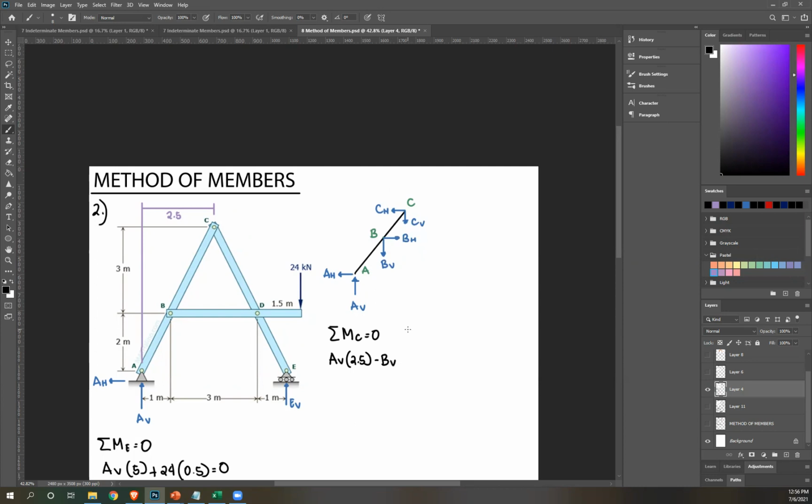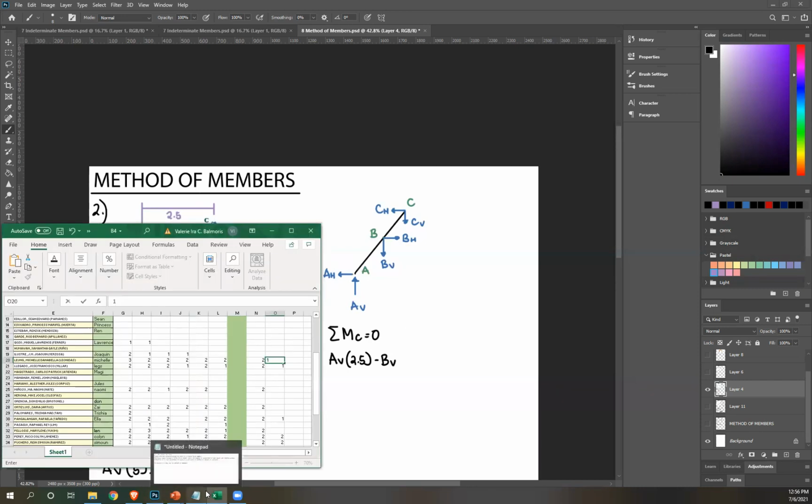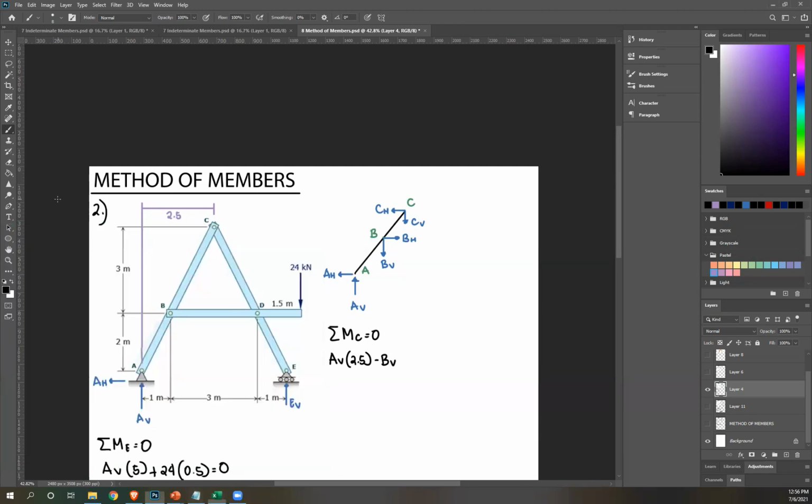What's the perpendicular distance of BV from C? Very good, Michelle and Marilyn. It's 1.5. Why? Again, this is your B, that's where your BV is, right? This is the perpendicular distance from C. Again, that just divides your 3 meters into 2, so this is 1.5. Okay? So BV times 1.5. What else?